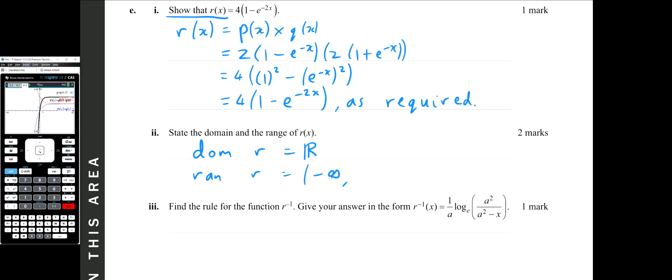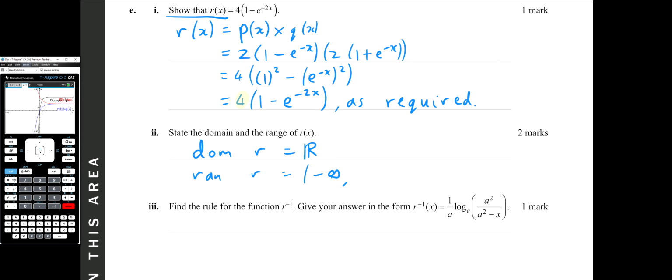So to get the value of the horizontal asymptote, remember that p of x and q of x both asymptoted at 2. As you can see, the red graph and the blue graph, they both asymptoted at 2. So when you multiply them together, the asymptote will be 4. And you can see that as well when you look at the function r. There's a 4 in front of it.